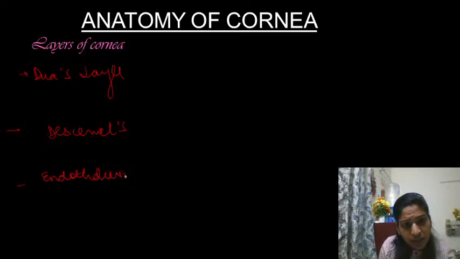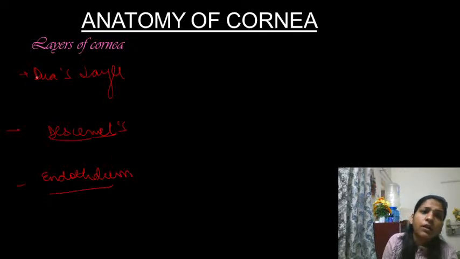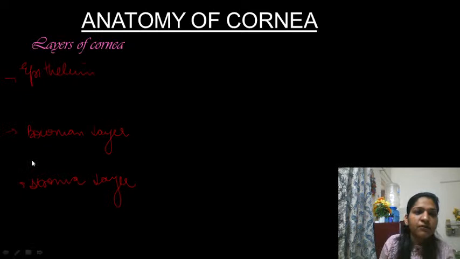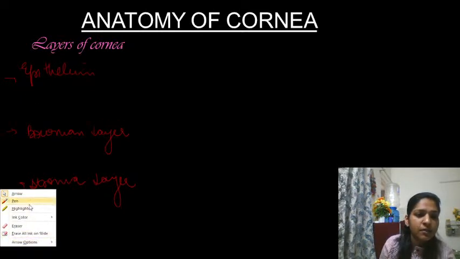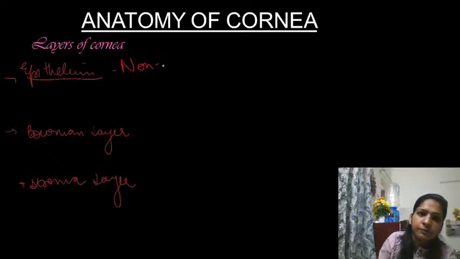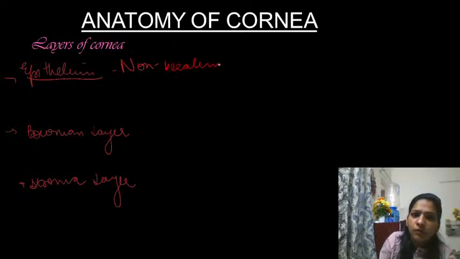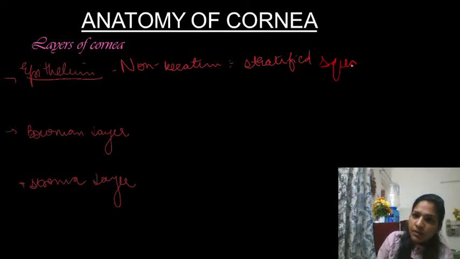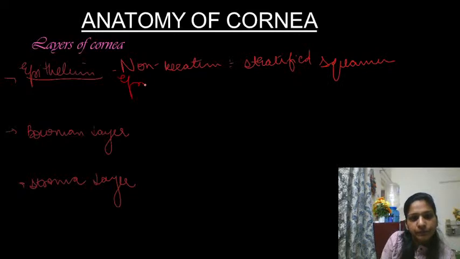Now you have to tell me the type of epithelium which is present over the cornea. It is non-keratinized stratified squamous epithelium. Okay, it is the outer barrier of the cornea.